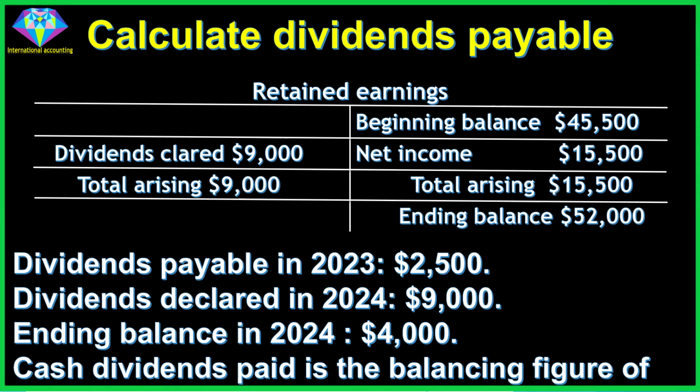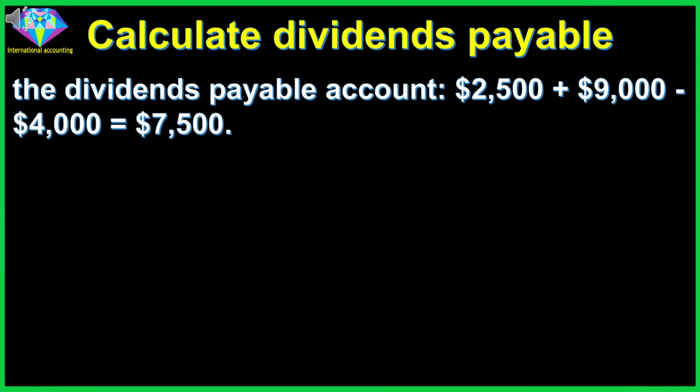Dividends payable in 2023, $2,500. Dividends declared in 2024, $9,000. Ending balance in 2024, $4,000. Cash dividends paid is the balancing figure of the dividends payable account: $2,500 plus $9,000 minus $4,000 equals $7,500. Here is the T account of dividends payable.